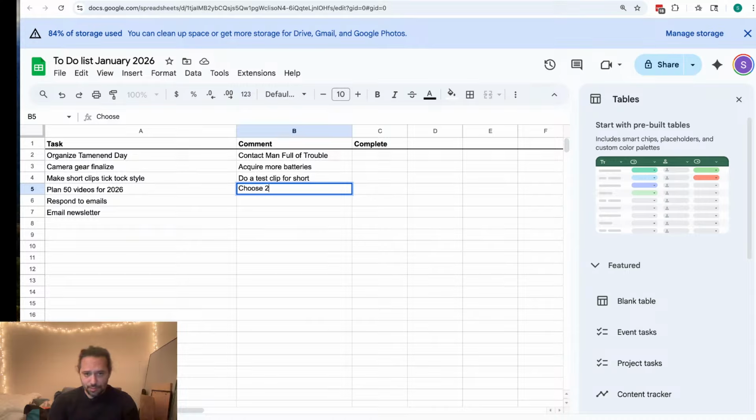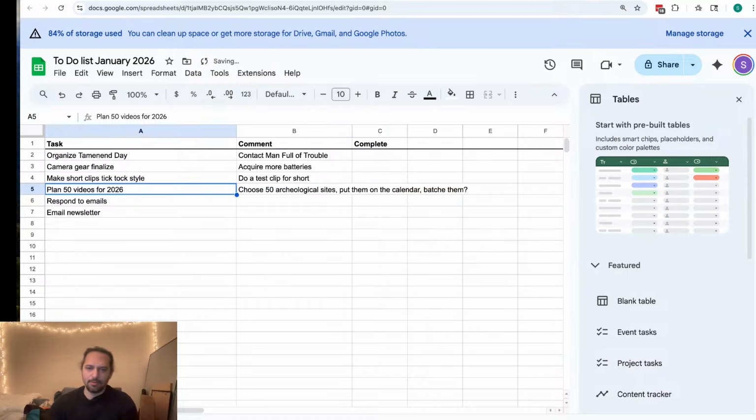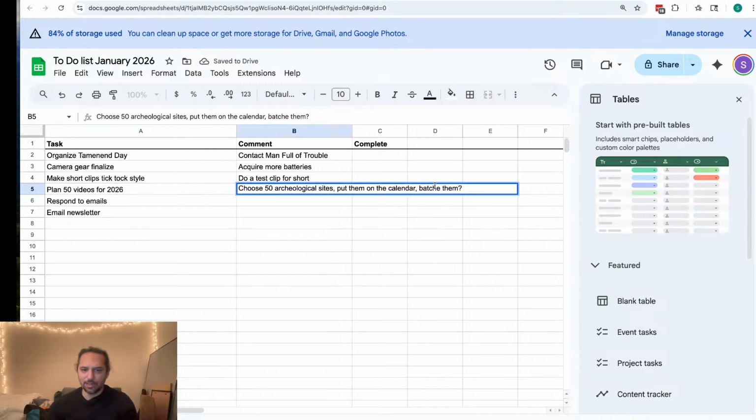Choose 50 archaeological sites. Plan them. Put them on the calendar. Batch them. Yeah. Oh, man, I can't even spell batch with an E. Where's that E coming from? Holy moly.